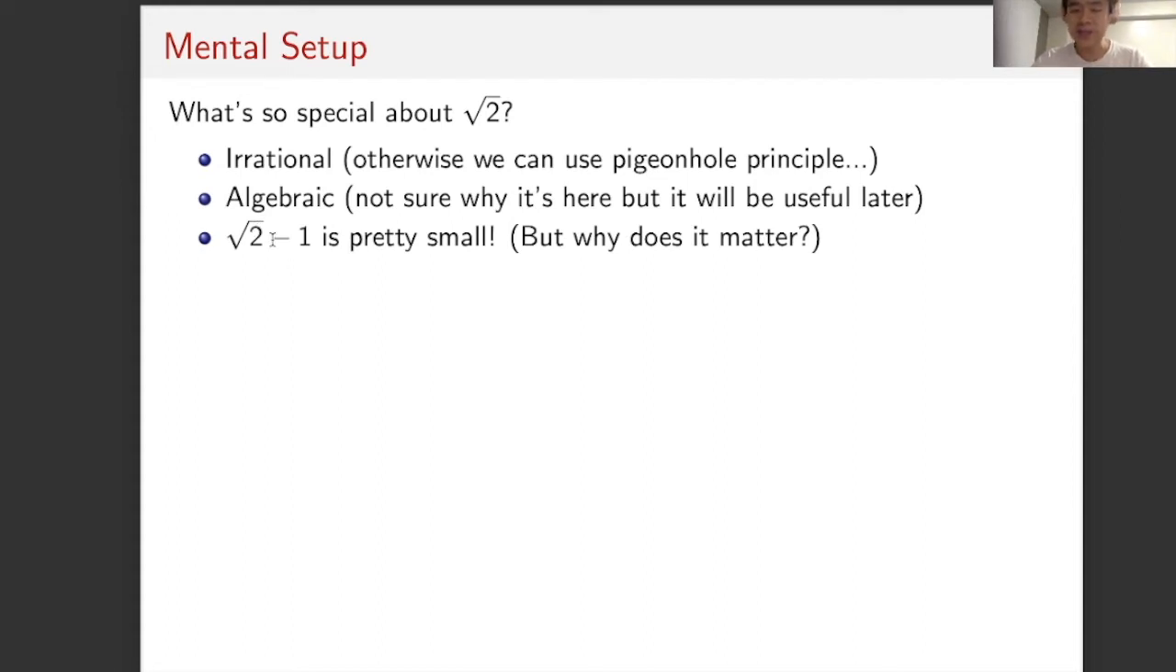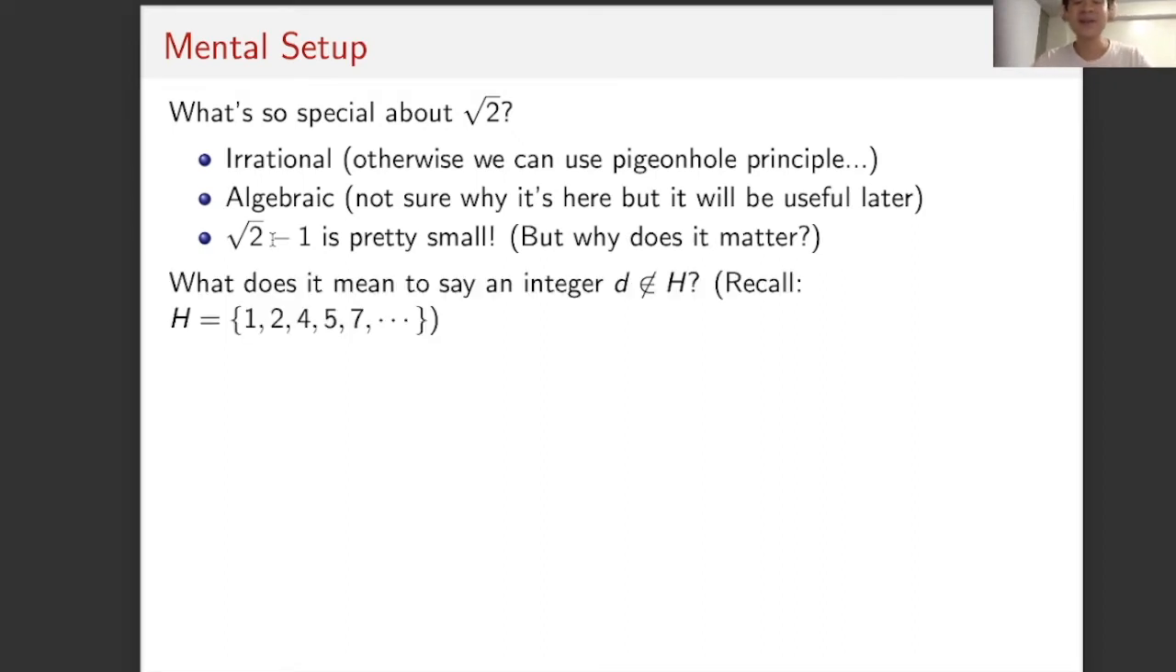Well, how small is it? How small is considered small? You'll see this later. Another thing we want to ask ourselves is, what does it mean to say that an integer d is not in H? Recall the example of H. Let's take the number 3, which is not in H. So why is 3 not in H?